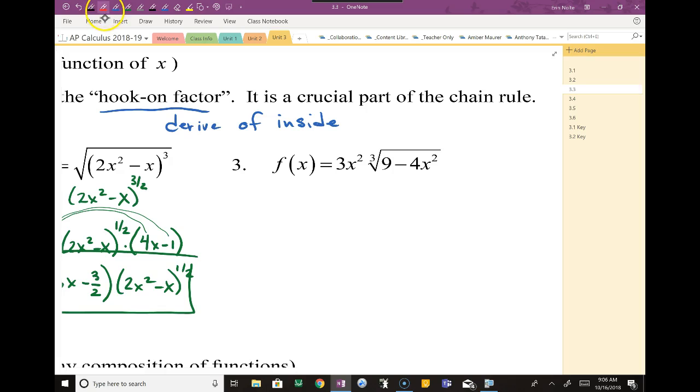All right, now number 3. This is one where we have two pieces that are being multiplied. The first thing I'm going to write is the cube root. So cube root is the same as, to what power?